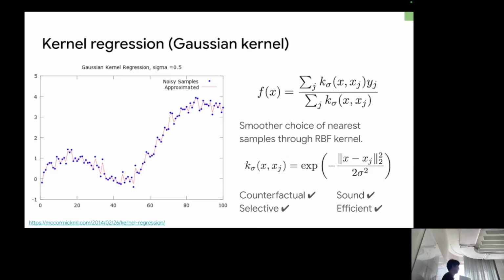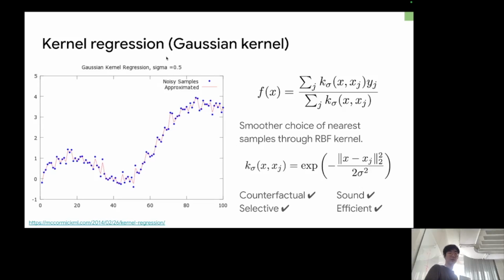I'm also going to briefly talk about the Gaussian kernel, where the averaging is not uniform but weighted. You give slightly more weight if the samples are closer to the test point. In particular, you're using the RBF kernel, the Gaussian kernel. In this case, your prediction will be this Gaussian kernel times the observed Y value, so it's going to be a weighted average. Is it counterfactual? Yes. Sound? Yes. Selective? Yes. Efficient? Yes.